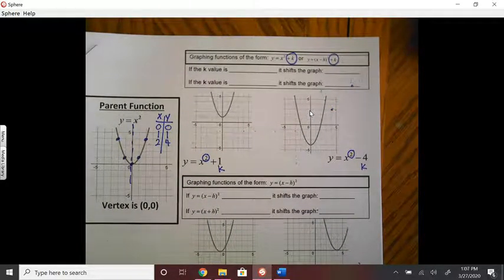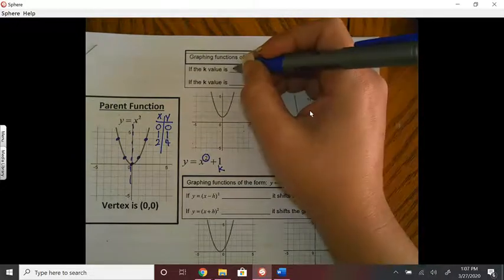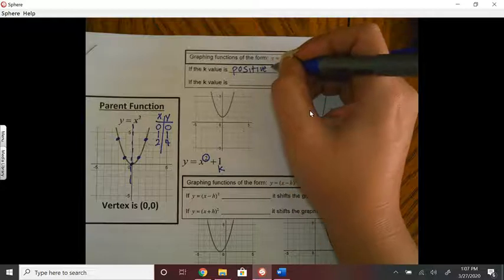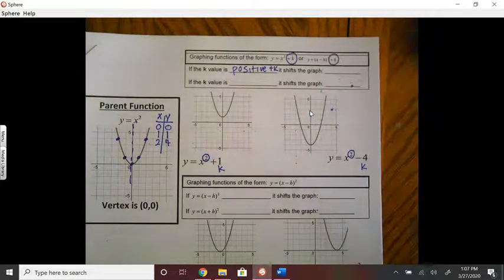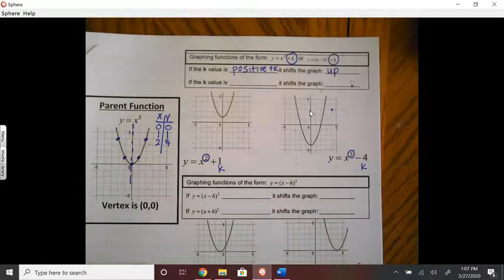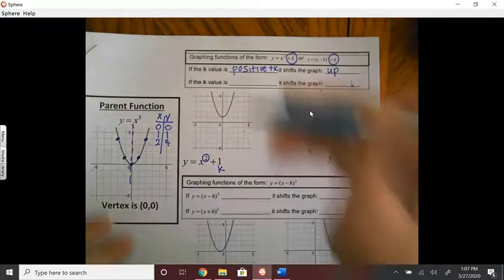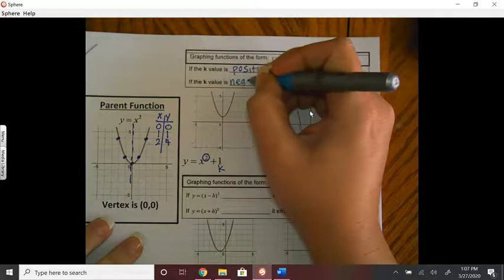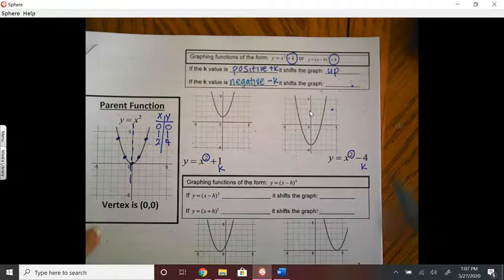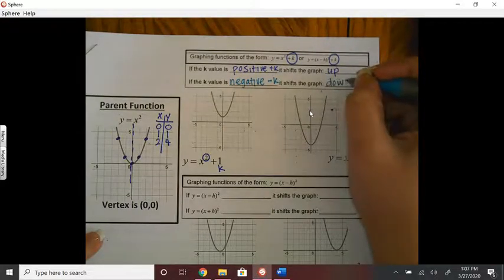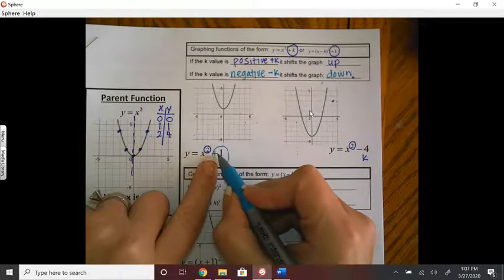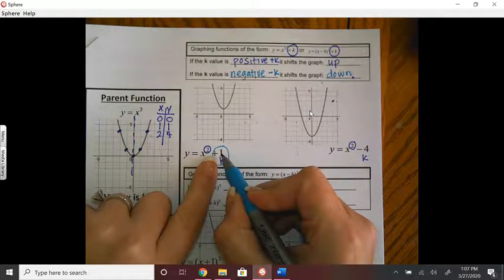The k value is going to tell you, if the k value is positive, so it's like plus a number, then it's going to make the graph move up. If the k value is negative, for example, a negative number, it's going to move the graph down that many units. If we take a look here, the k value here is positive 1. So you can see that the graph moved up.